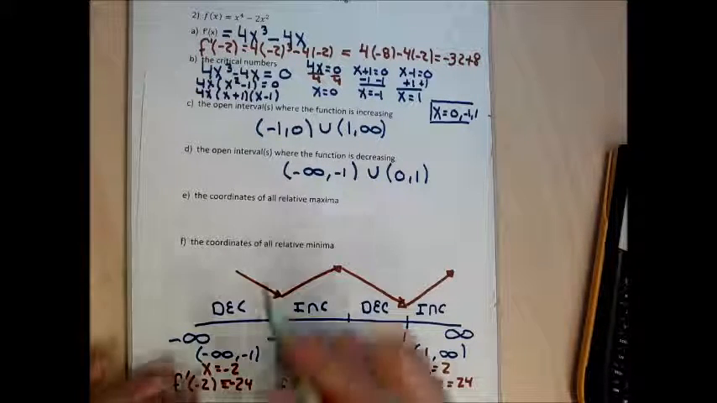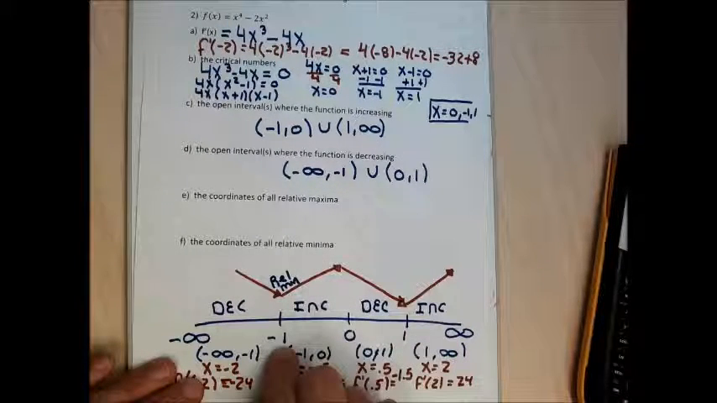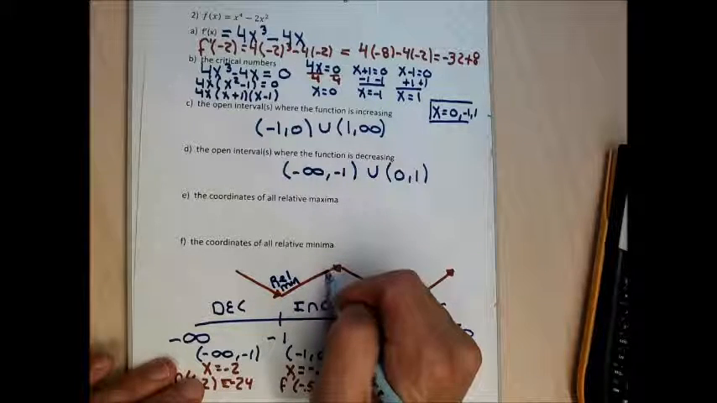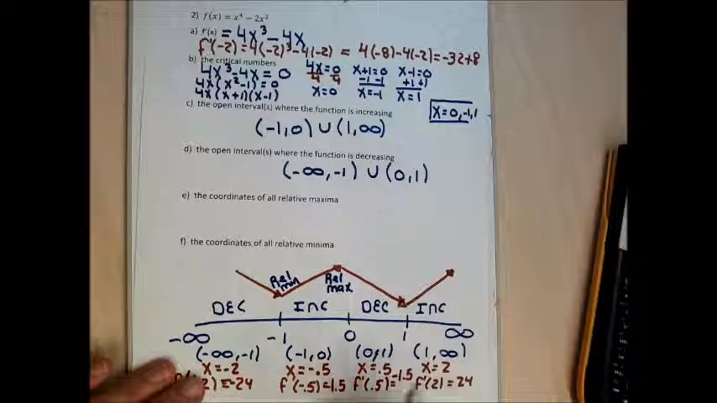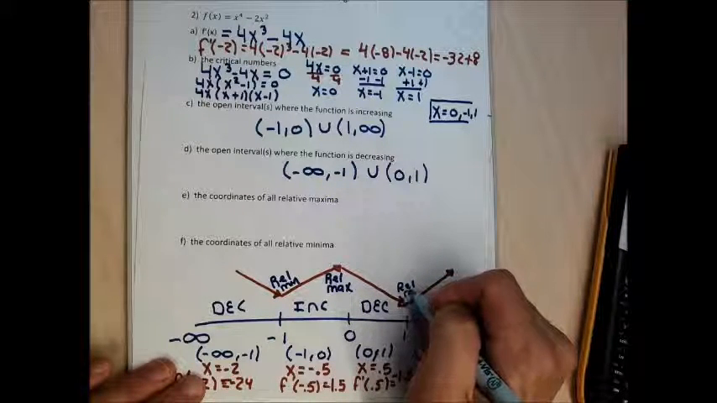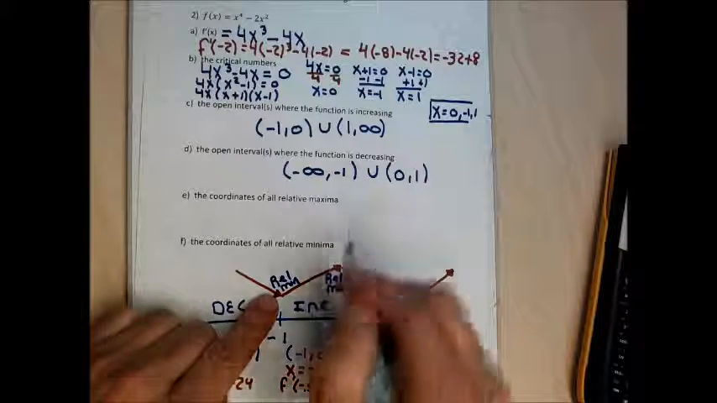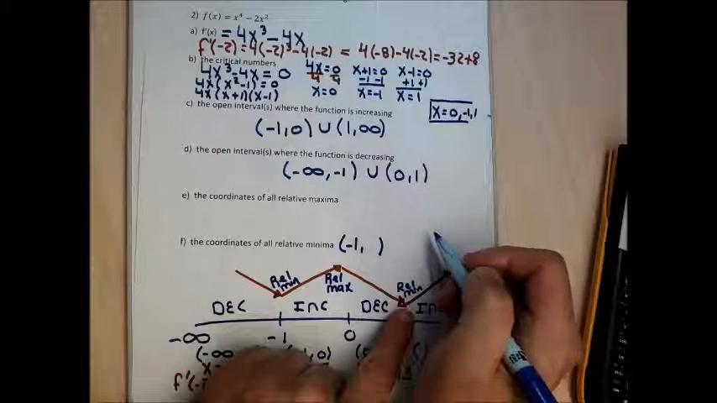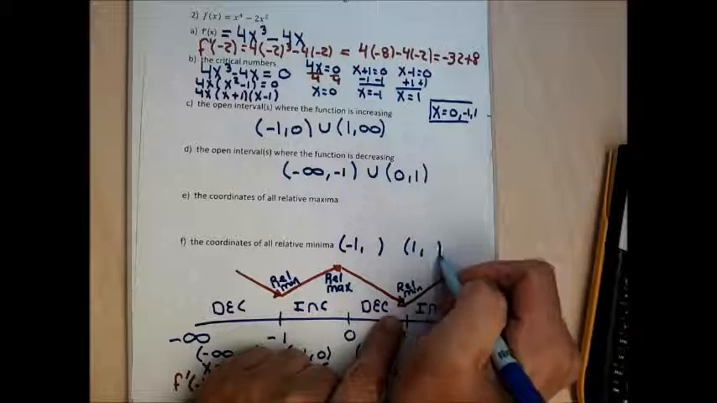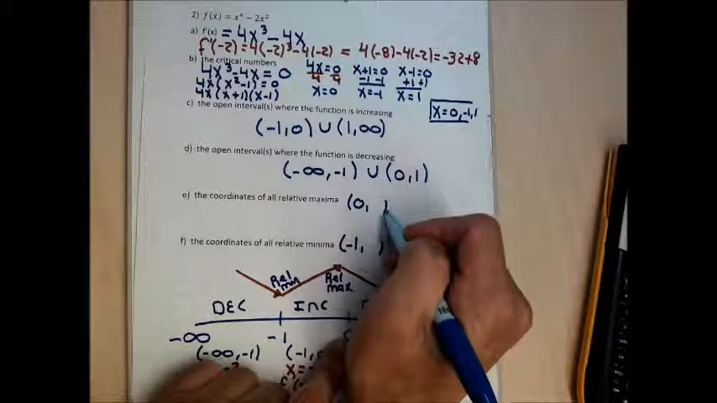Immediately, I can tell that I have a relative minimum at x equal to -1. I have a relative maximum at x equal to 0. And I have a relative minimum at x equals 1. So if I'm going to write a lazy answer, I know I have a relative minimum at -1 comma something. I don't know the something. I have a relative minimum at 1 comma something. I don't know the something. And I have a relative maximum at 0 comma something. I don't know the something.